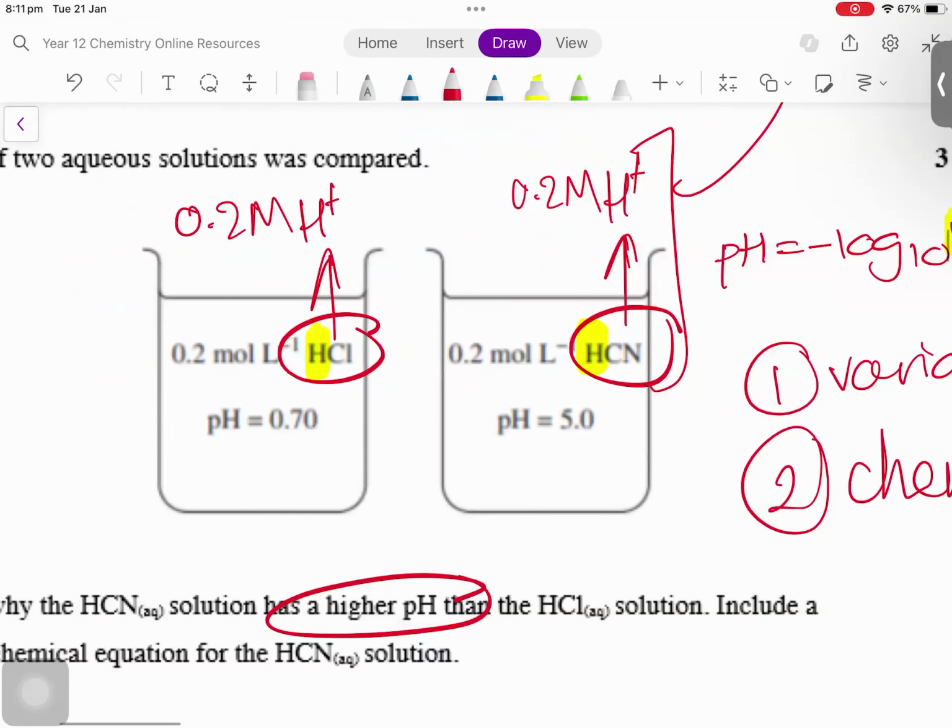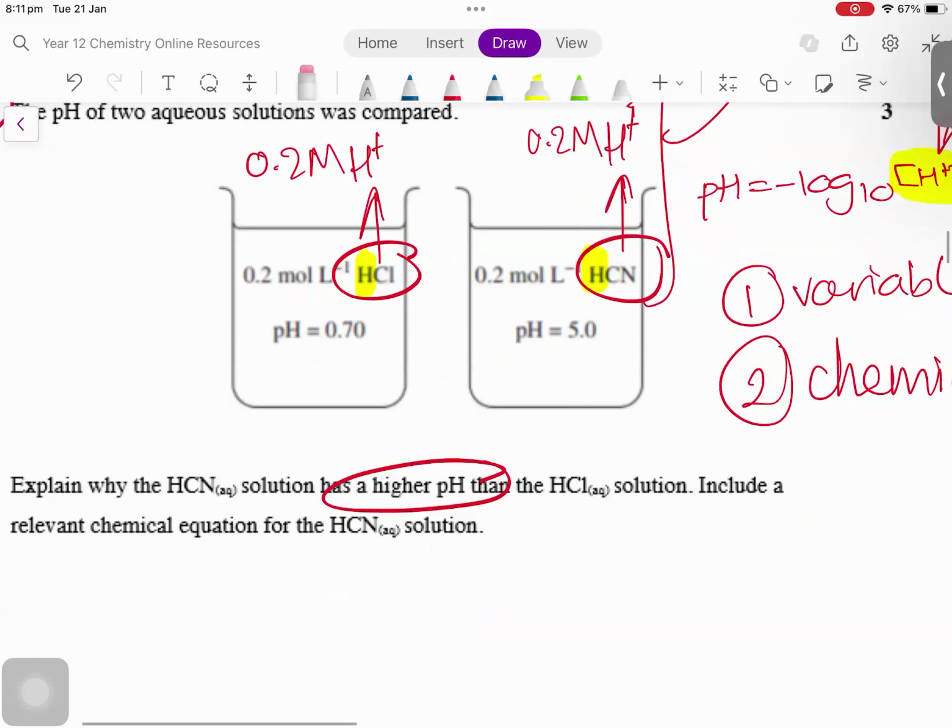Which one of these is a strong acid? Guys, we know this. HCl is a strong acid. Yeah, HCl is a strong acid, and HCN is a weak acid. Okay, that's the reason why the concentrations are the same, but because they don't give away their protons as much, it has less protons. So when you sub it into the pH equation, the pH isn't as low.